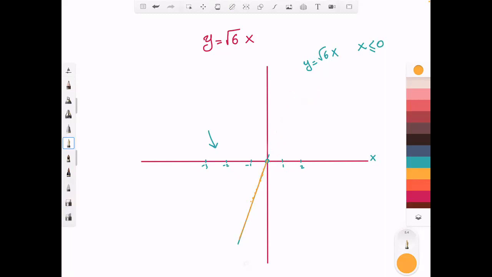So we have a line. And this is a theta. They're asking us what is sine of theta or what is cosine of theta.